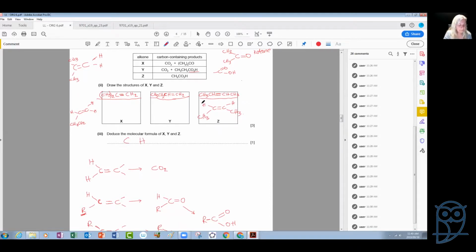Well, if we look at this one, for example, how many carbons we have? 1, 2, 3, 4 carbons. And how many hydrogens this should be? If we add them together, we get 8 hydrogens. And we can see that this is actually of the type n carbons and 2n hydrogens, because these are alkenes. So this is the molecular formula for all of them. All of them consist of 4 carbons and 8 hydrogens.